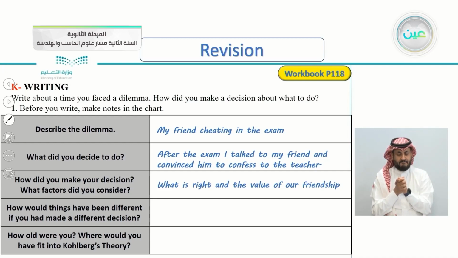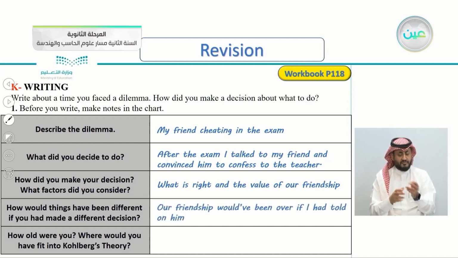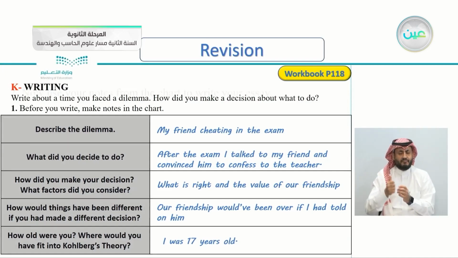How would things have been different if you had made a different decision? How old were you, and so on. Our friendship would have been over if I had told on him. So if I had made a different decision to blow the whistle on him, I think that our friendship would have been over if I told on him. And how old were you? I was 17 years old.